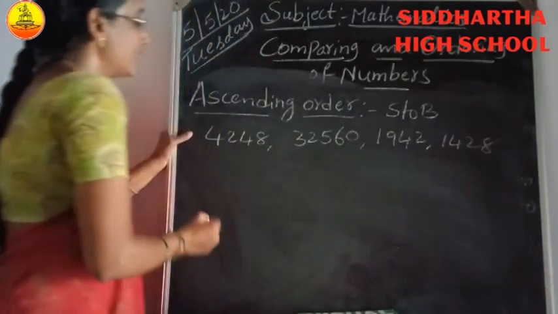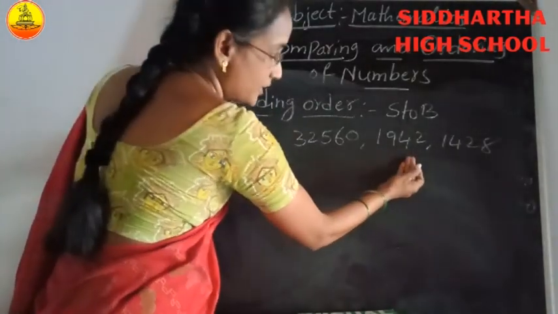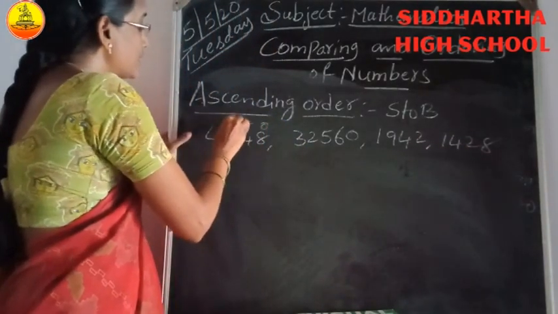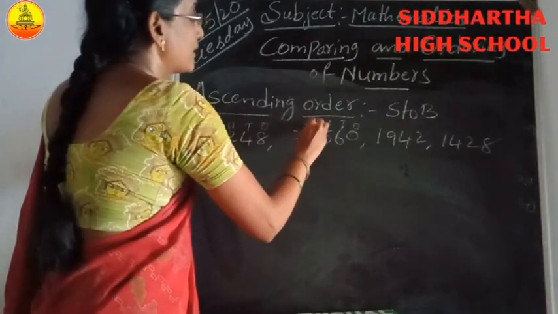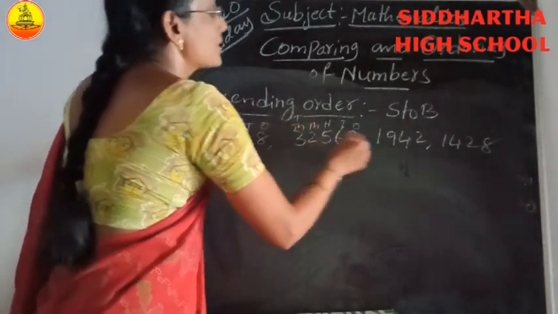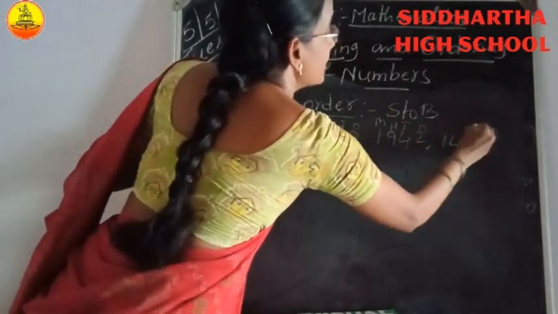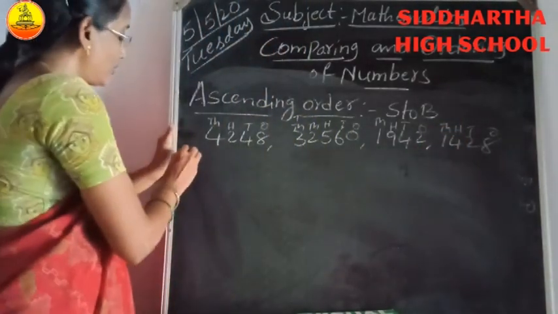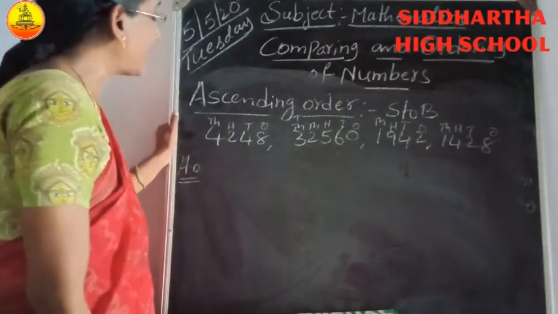You observe, children, here this is a 4-digit number, this is a 5-digit number, this is a 4-digit number, this is also a 4-digit number. Ones, tens, hundreds, thousands, 10,000s. Okay, children, now how to write these numbers in ascending order?